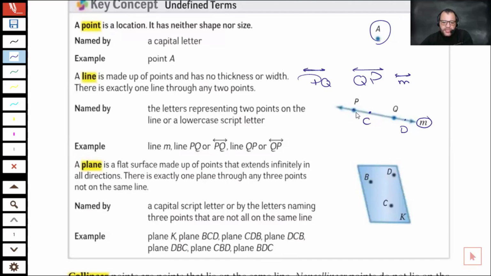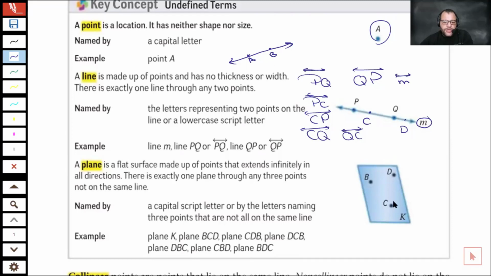So you can say that the name of this line is PC or CP, CQ or QC. You can choose any name. You can define the line by any two points. For any two points, there is exactly one line passing through them. If you have any two points, you can draw only one line passing through them. Is that clear?